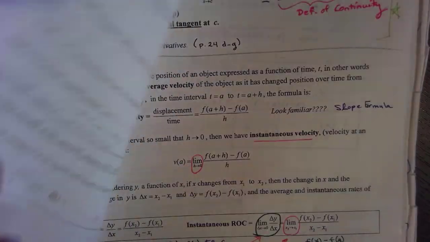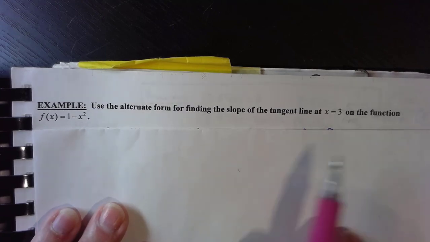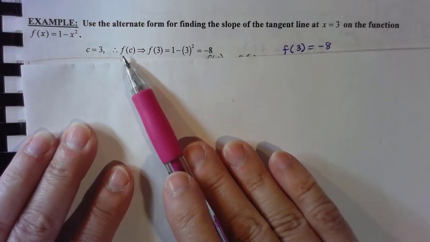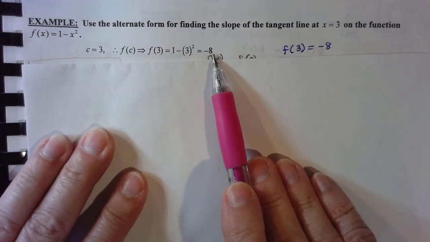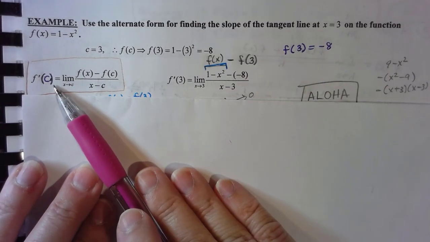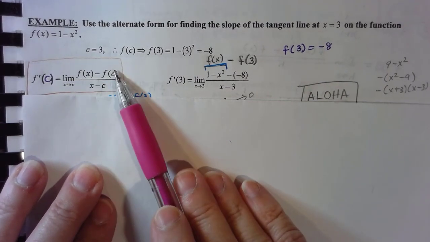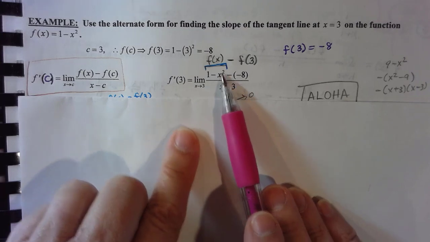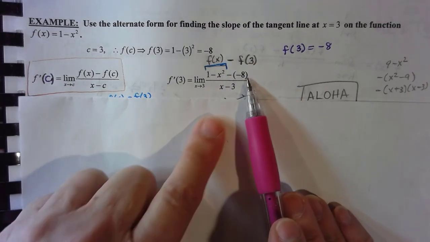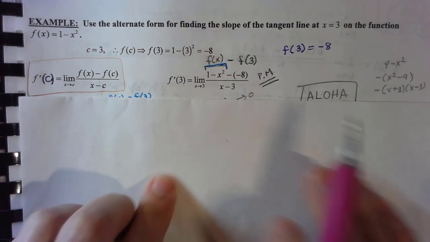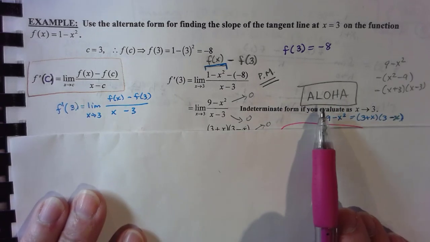Let's look at that same problem a different way, using the alternate form. Here's our function. Okay. I want the slope of the tangent when x is 3. So that means c is 3, so I need f of c, which is f at 3, which we know to be negative 8 from the previous page. Here's my formula. F prime at c is the limit as x goes to c of f of x minus f of c over x minus c. So f prime at 3 is the limit as x goes to 3 of here's f at x minus here's f at 3, parentheses matter, over x minus 3.